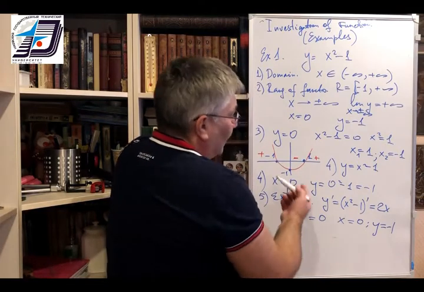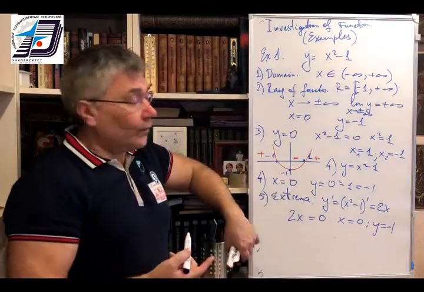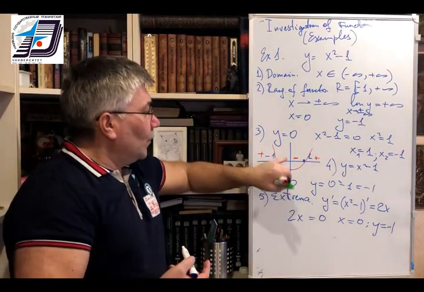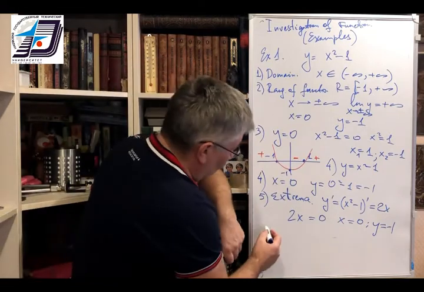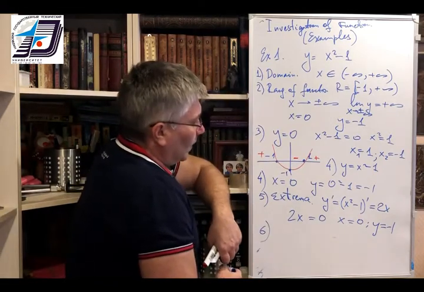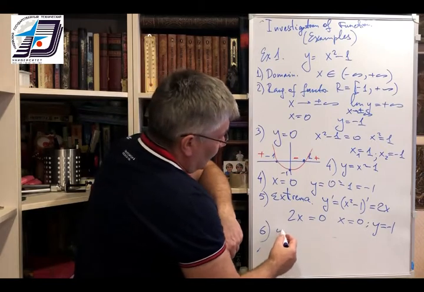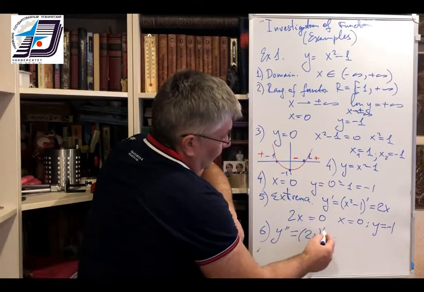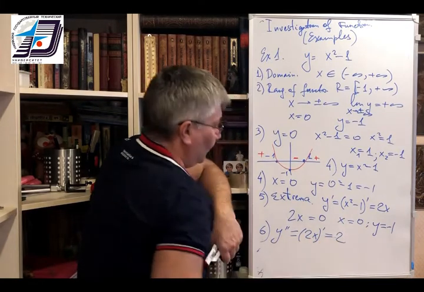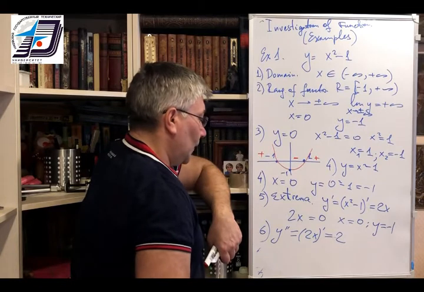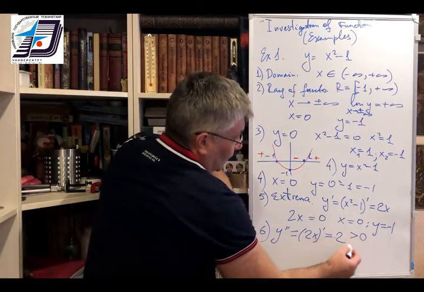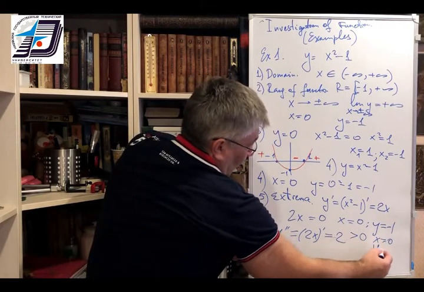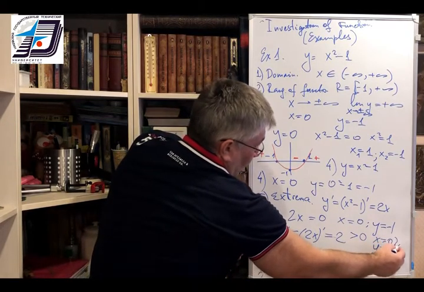And now it's clear that it is a minimum point here, because it follows from our previous calculation, but we can check it. You have to calculate the second derivative of the function y. The derivative is 2x, and the second derivative gives you 2. It is positive, so it means that the point x equals 0, y equals minus 1 is the minimum of the function.